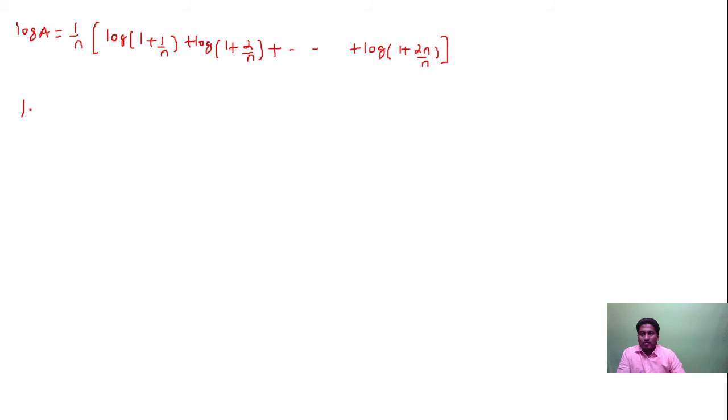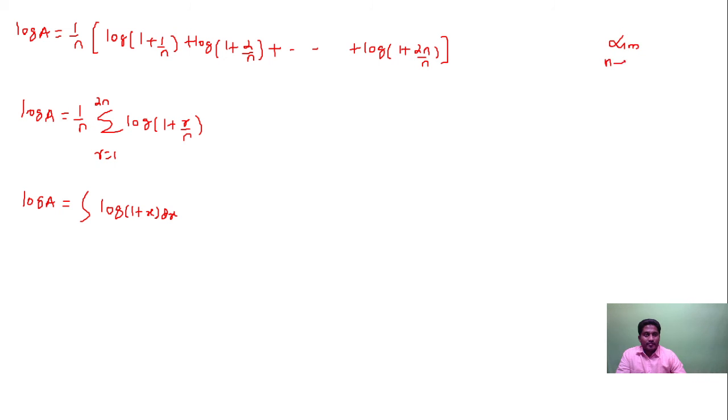Now this is log a is equal to 1 upon n summation log of 1 plus r by n, r is equal to 1 to 2n. Now log a is equal to, replace summation by integral, r by n by x, 1 by n by dx. Just now we did the problem, limit n tending to infinity of r by n. Least value of r is 1, so you get 0, maximum value is 2n, 2n by n is equal to 2. Let us use by parts.